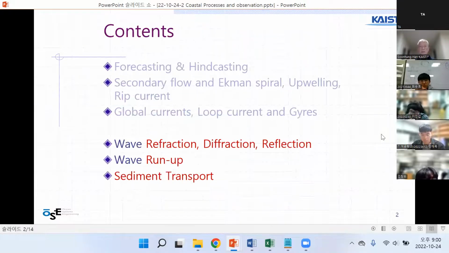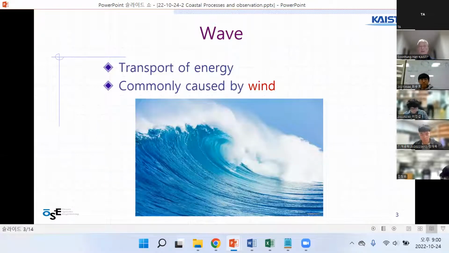No. So this one is about wave refraction, diffraction, and reflection. Very similar wording, so we should find out what is the difference. And the wave is another subject of this part, and sediment is sand that is moving. So wave is a kind of energy transportation caused by wind. So wind is the most important for the wave and current.